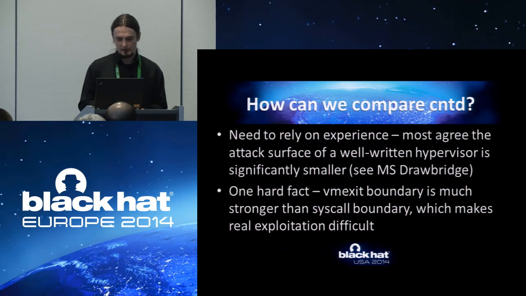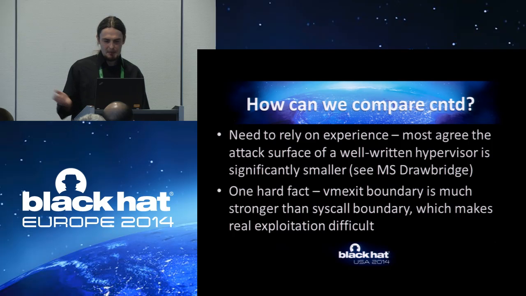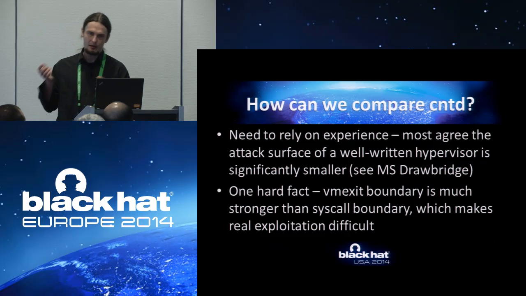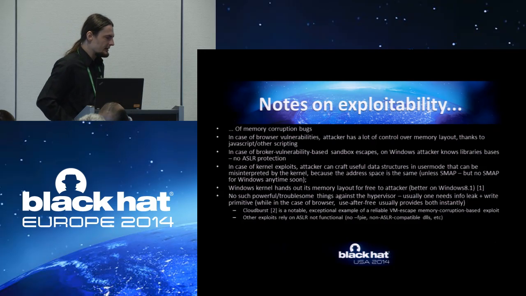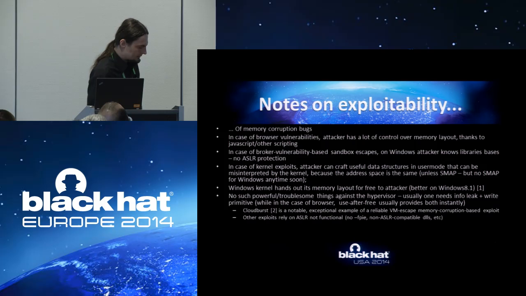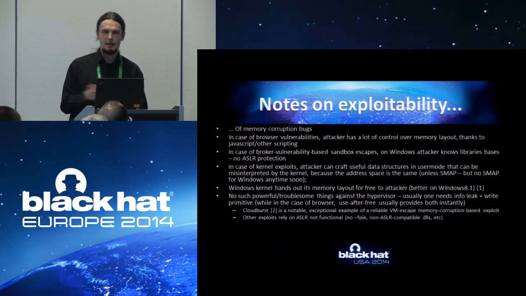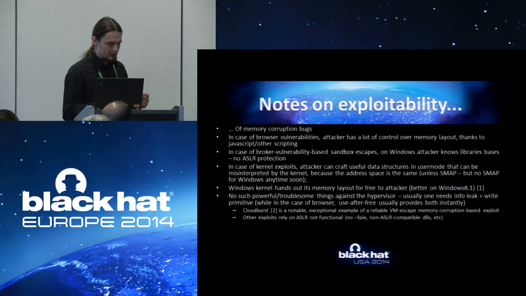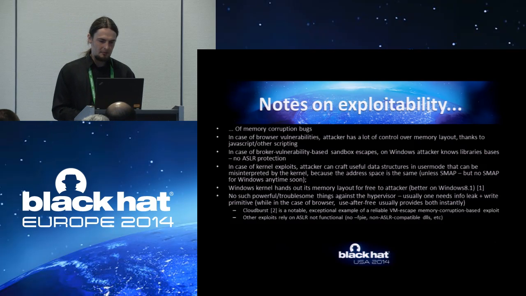There are also some hard facts that are easy to back up. The VM exit boundary, the boundary between the VM and the hypervisor, is much stronger than the syscall boundary, the boundary between user mode and the operating system kernel. And the main issue is that in the case of the kernel/user mode boundary, you have essentially the same address space. Some fragments of the address space are reserved for the kernel, but still you have the same page tables, the same address space. And that creates a lot of problems.